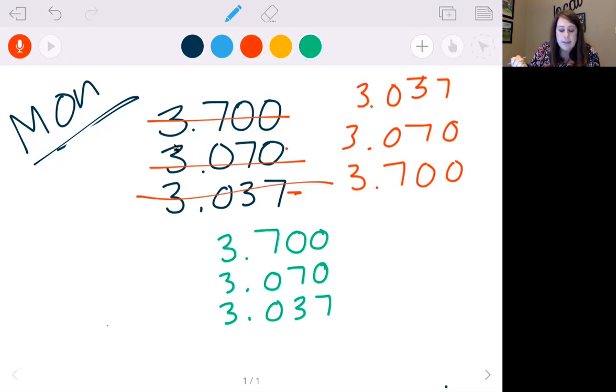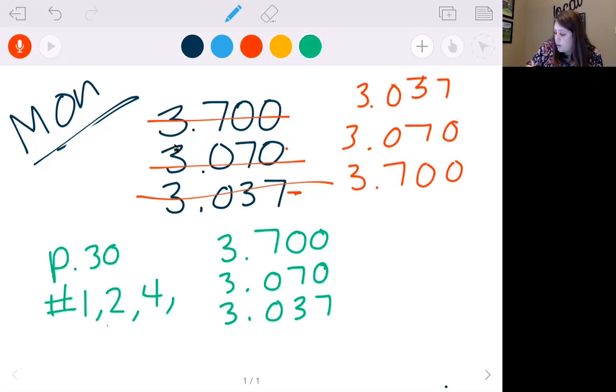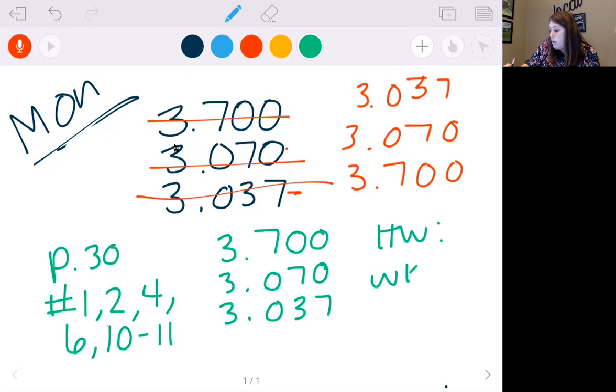Okay, so same thing. So let's look at classwork today. For classwork, you're going to do page 30, numbers 1, 2, 4, 6, and 10 through 11. Your homework is workbook, page 21. Okay, practice these. Let me know if you have any questions.